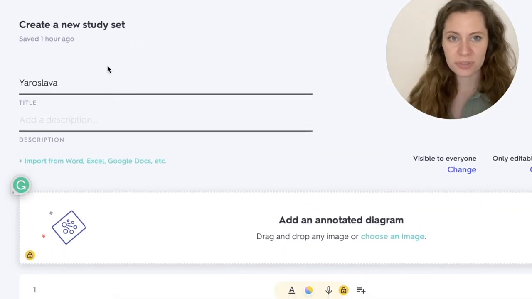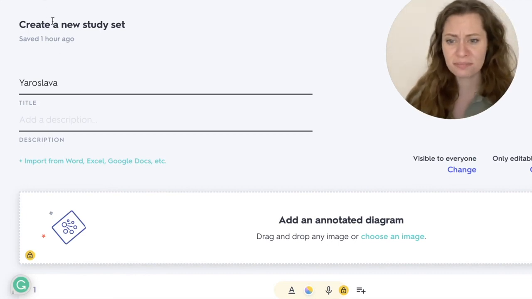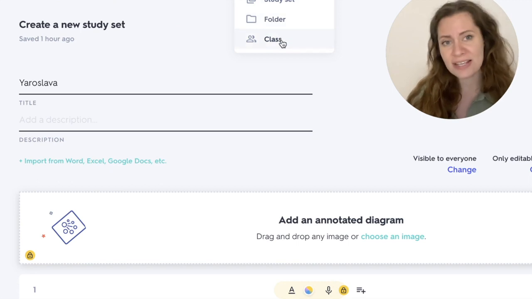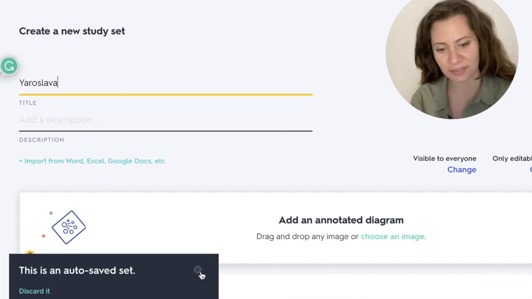Okay, let's start. I'm doing it on Quizlet, and we just create a new study set. Create study set, folder, class. I don't even know what the difference is, but I make a study set with the name of my student. For example, today it's Yaroslava.